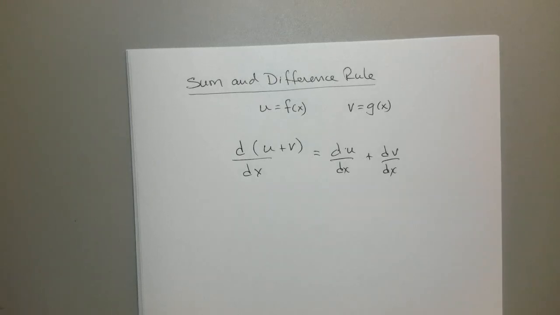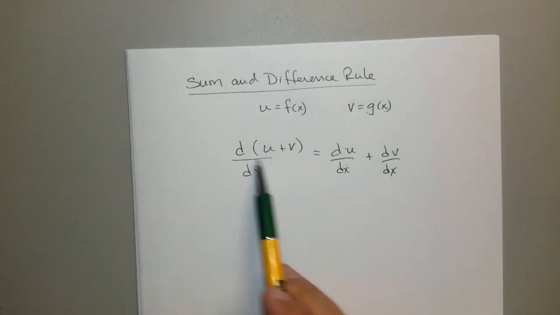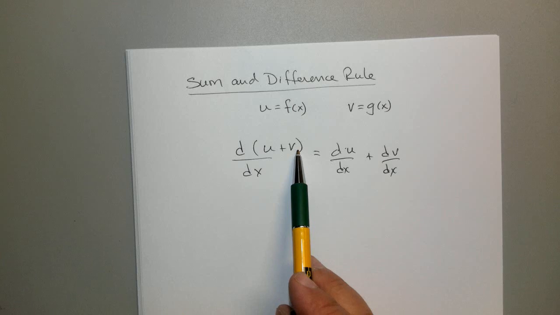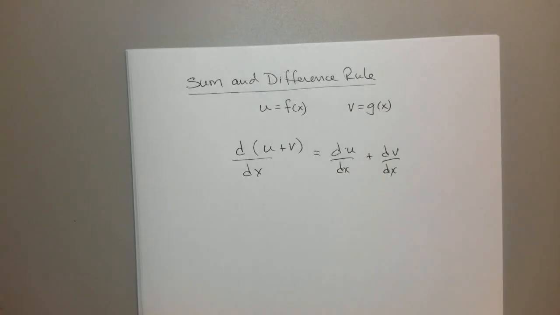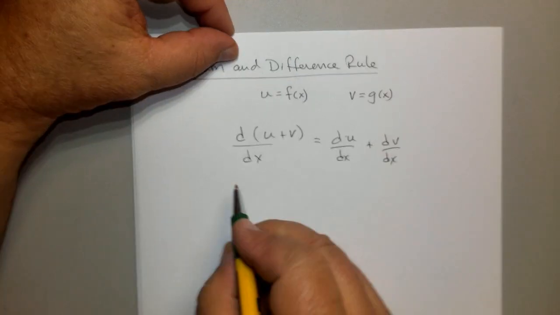In one short sentence, it says the derivative of the sum of two functions is the sum of the derivatives of those functions. Let's see what that means.